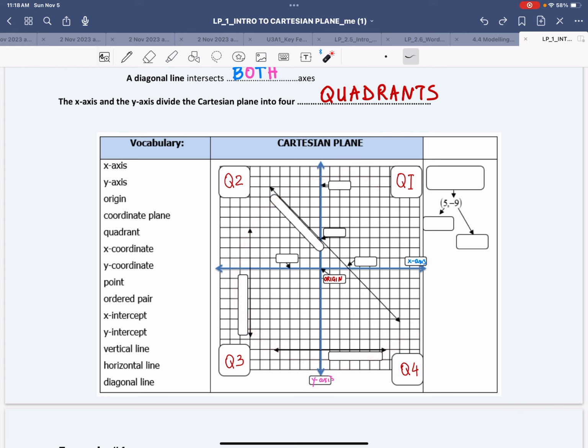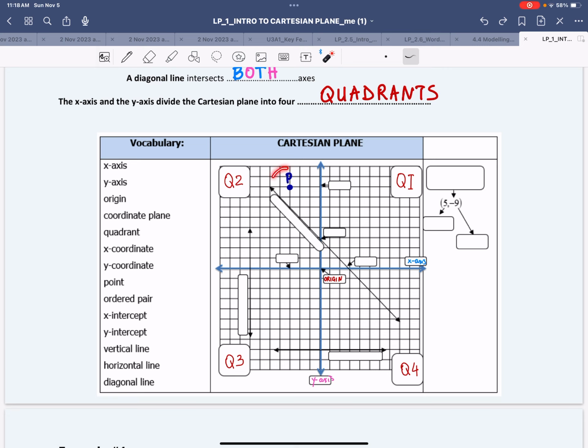In quadrant 1, we say that the x and the y values are positive. In quadrant 2, the x values are negative, the y values are positive. In quadrant 3, both x and y are negative. And in quadrant 4, the x values are positive and the y values are negative.